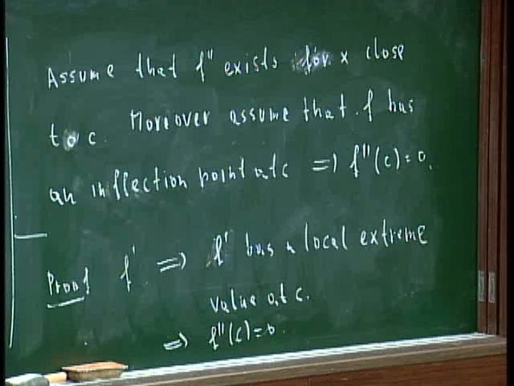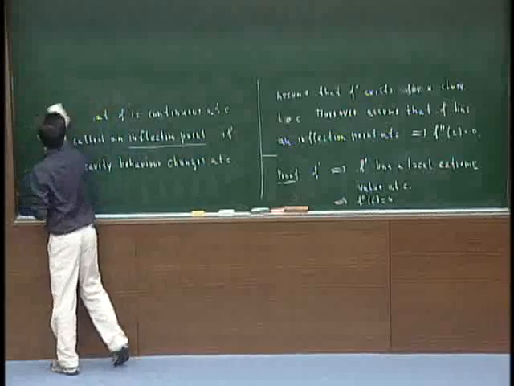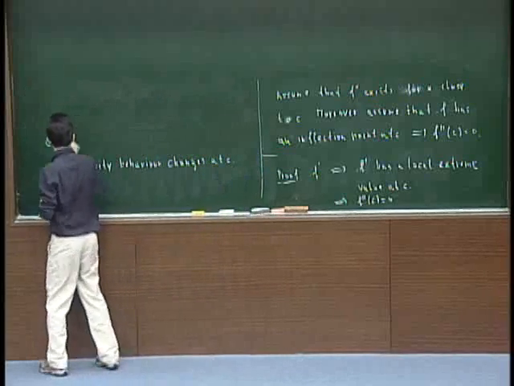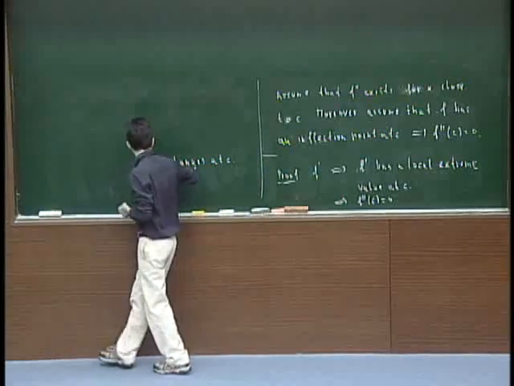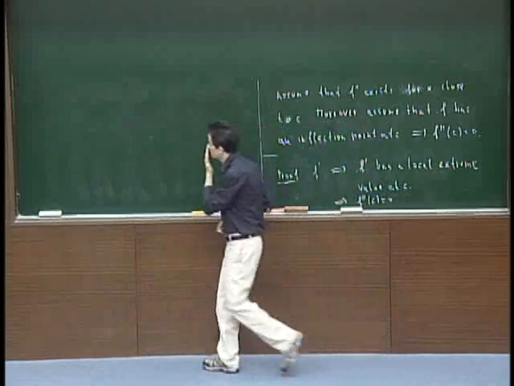Now, you might have learned another result in high school in order to figure out whether at some point c the function has an extreme value or not, which our textbook calls the second derivative test.